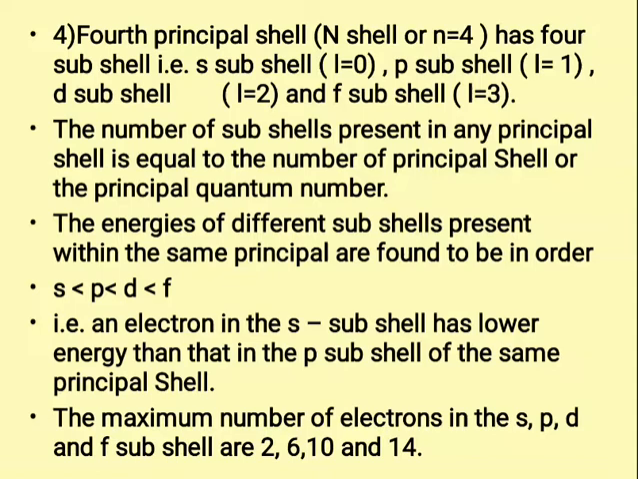So remember, the energies of different subshells are in the order: s will have minimum energy since it lies closest to the nucleus. Then comes p, d and f. Now, the s subshell can accommodate at most 2 electrons. p can accommodate 6, d can accommodate 10 and f can accommodate 14. We will calculate these numbers of electrons after some time.